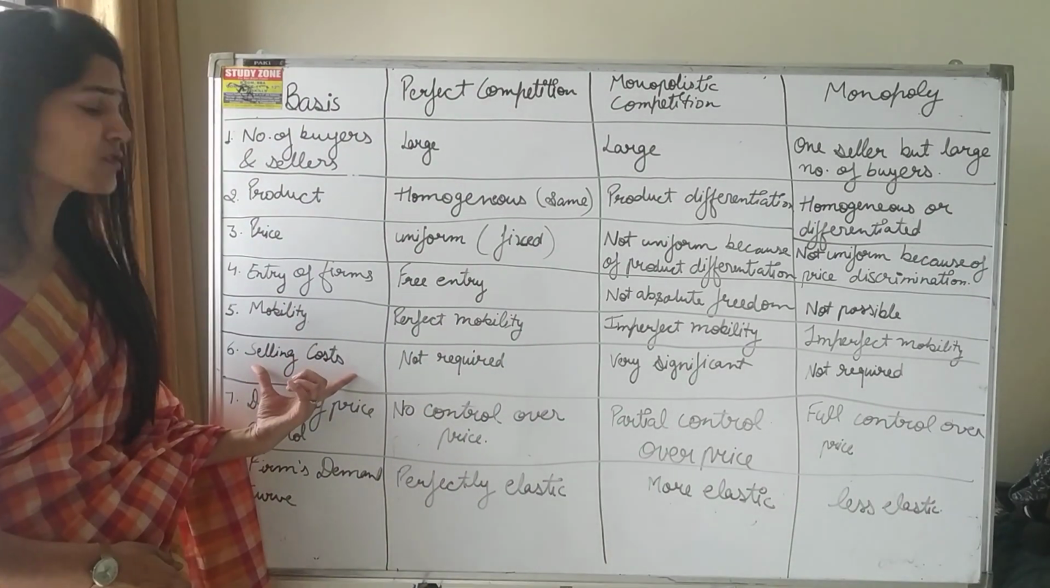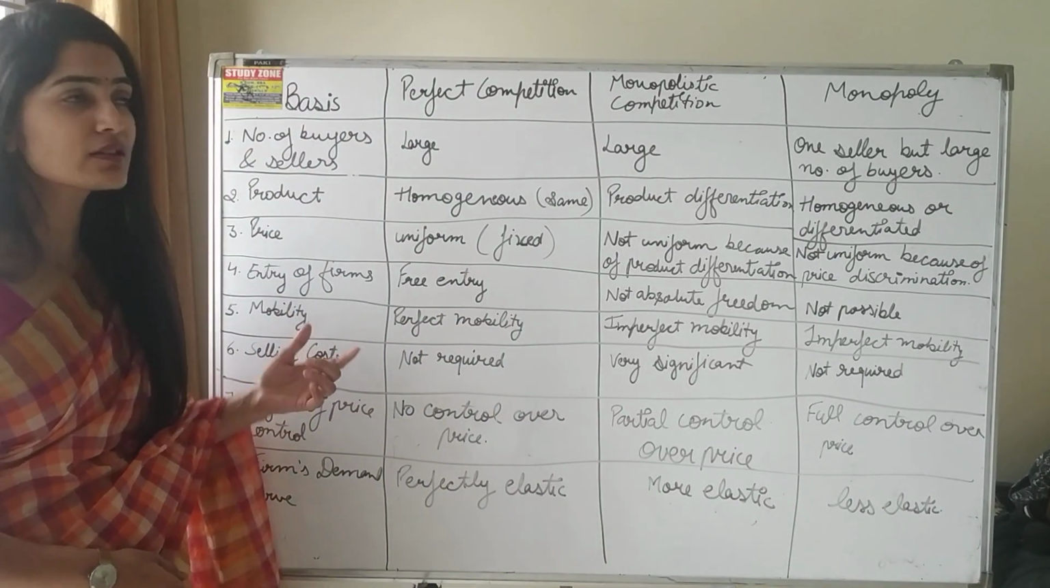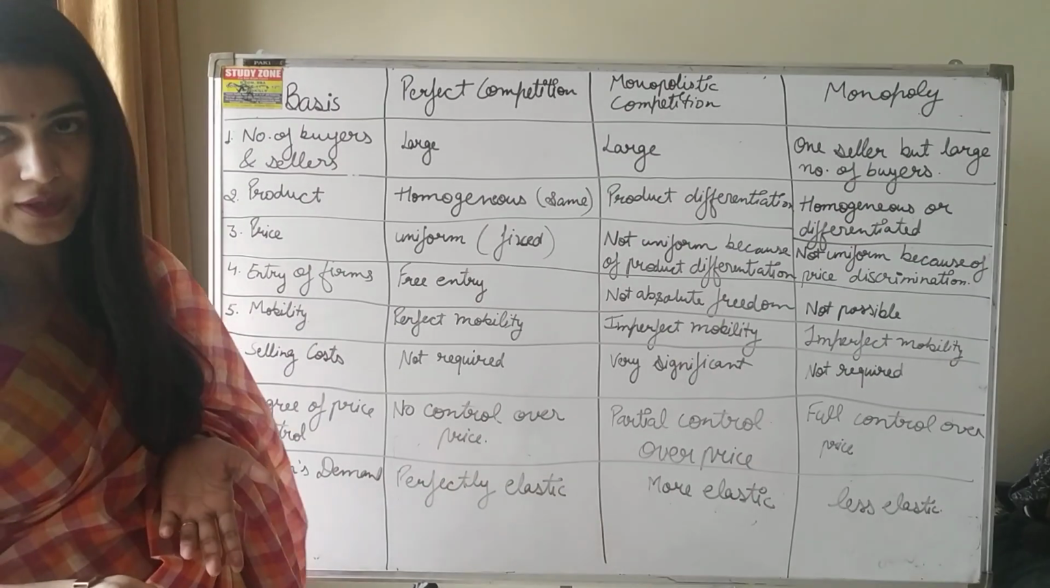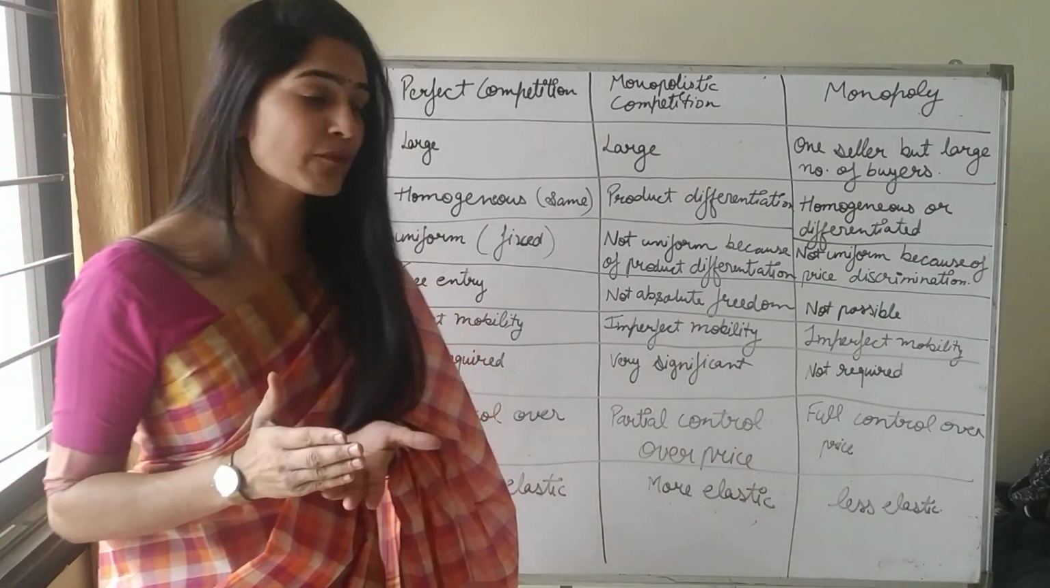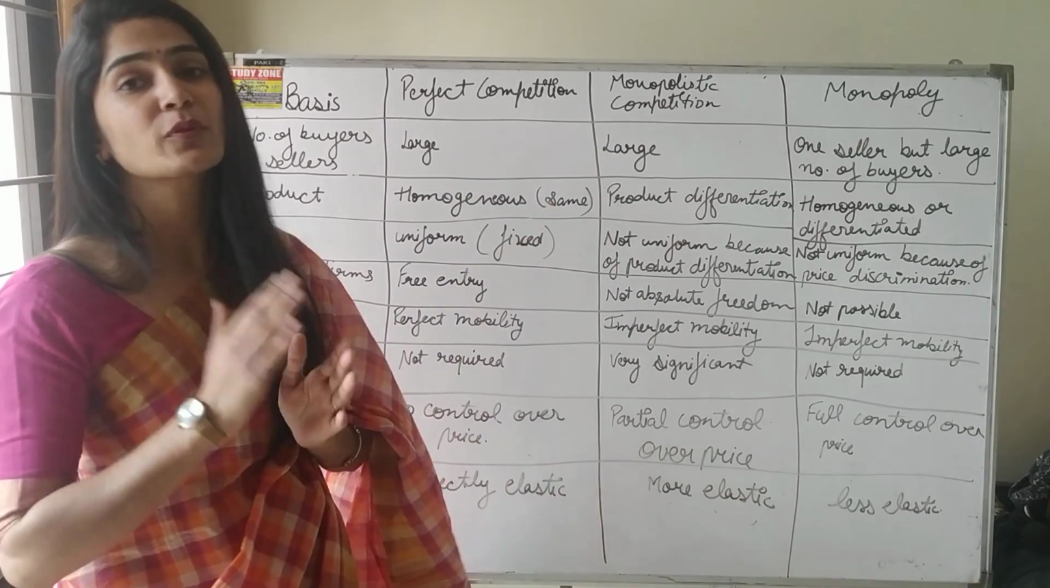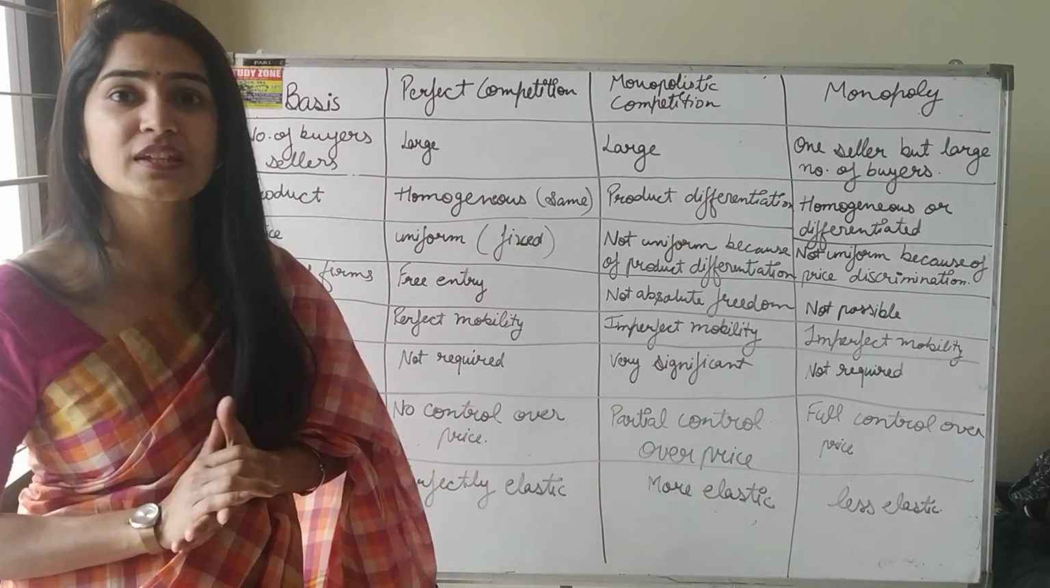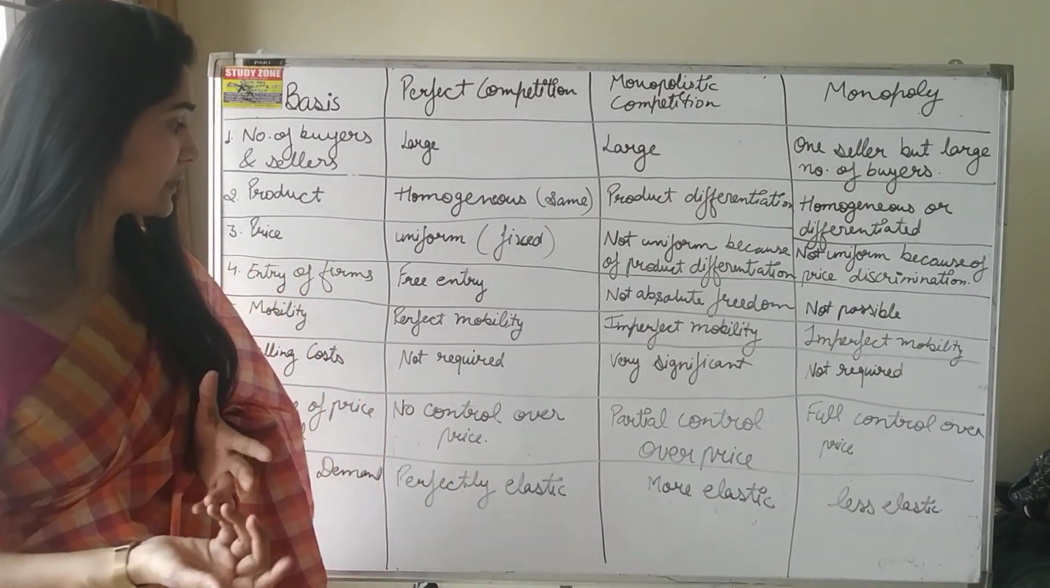Then moving ahead, the next topic is selling cost. Selling cost in perfect competition is not required, because the product line is same. They are selling homogeneous product. क्योंकि प्रोडक्ट सबका सेम है, तो there is no need of selling cost. सेलिंग कॉस्ट मीन एडवर्टीजमेंट बेसिकली.